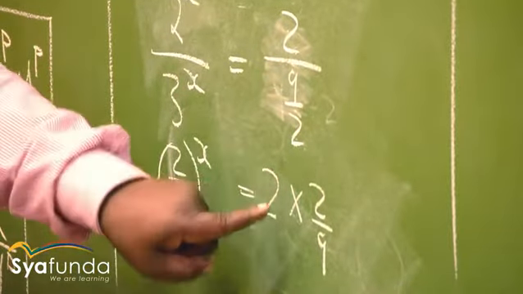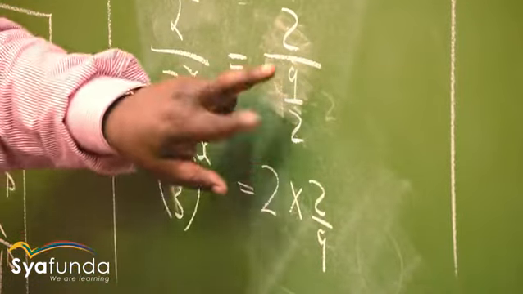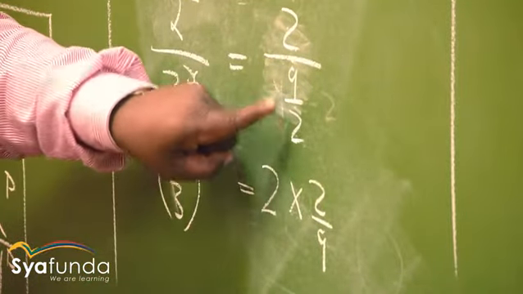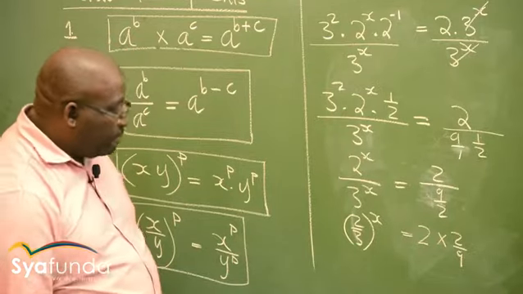We change that sign into times. Instead of the division sign, we change it into times. If you do that, you interchange the fraction. The 2 goes on top, the 9 goes below. That's what we have. Let's see what we have now.